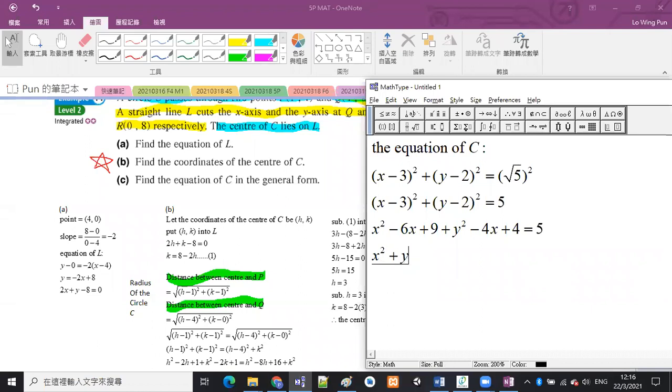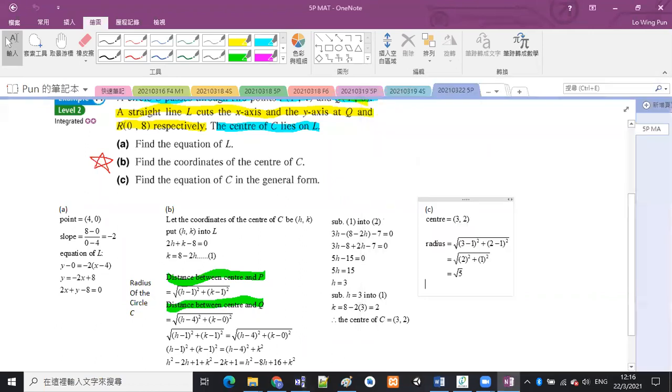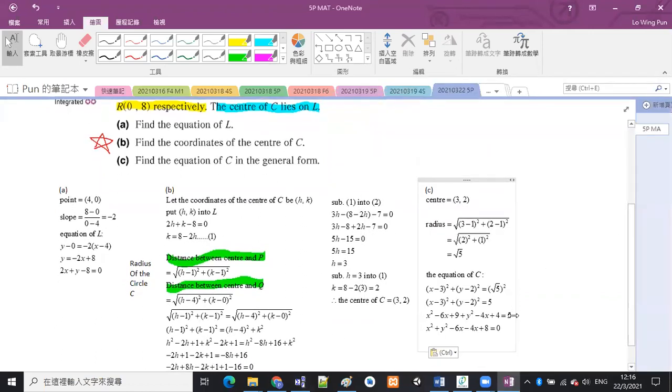Okay. Since it's in the book, we will do it here. Like this. Okay. So the equation of C in the general form is like this.